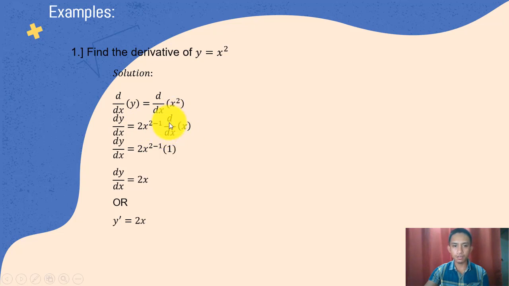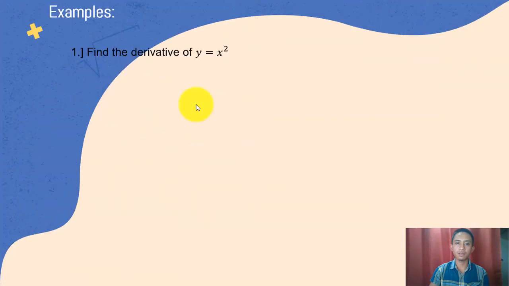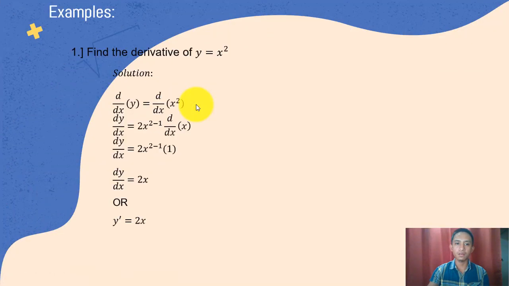Okay, we are not done yet because of this, so we will still proceed. Just like in limit, if limit is still there, you need to proceed, so that there will be no limit at all. So there is still a differentiation here, so we will still proceed. If I will differentiate x, what is that? That is your rule number 2. Derivative of a variable with respect to itself is 1. Okay, therefore, d over dx of x is just 1.